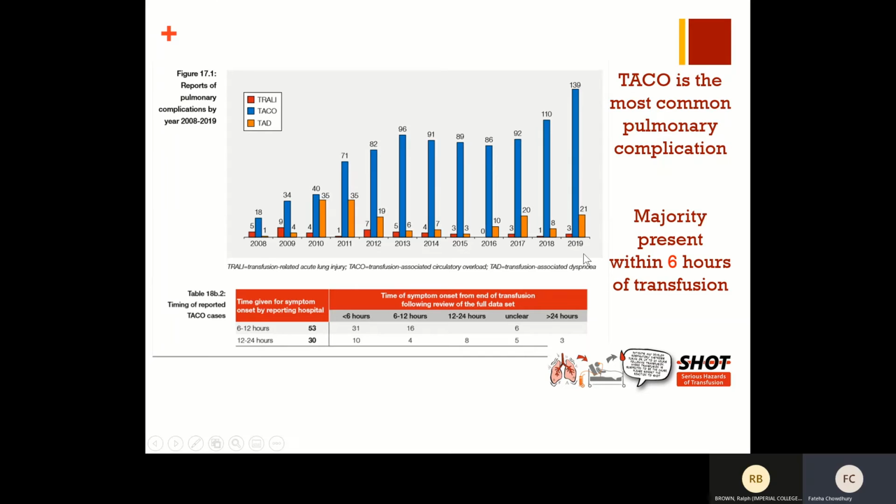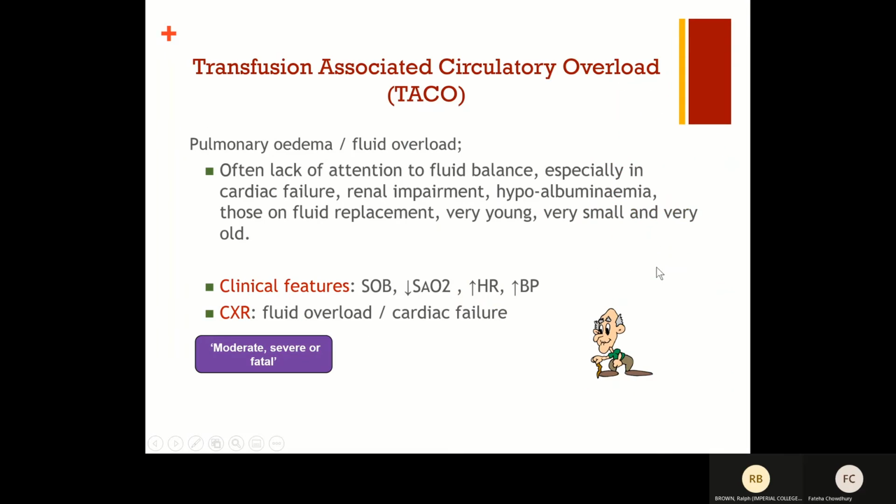So in an acute setting, if someone reports that the patient has pulmonary complications, the first thing to do is think, well, is this TACO? And if it is TACO, they will respond to diuretics. The vast majority of TACO patients present within 6 hours, but the definition extends to 24 hours. TRALI patients don't respond to diuretics.